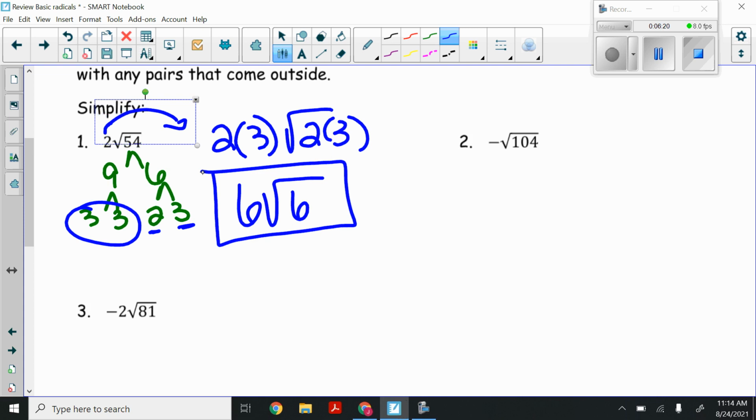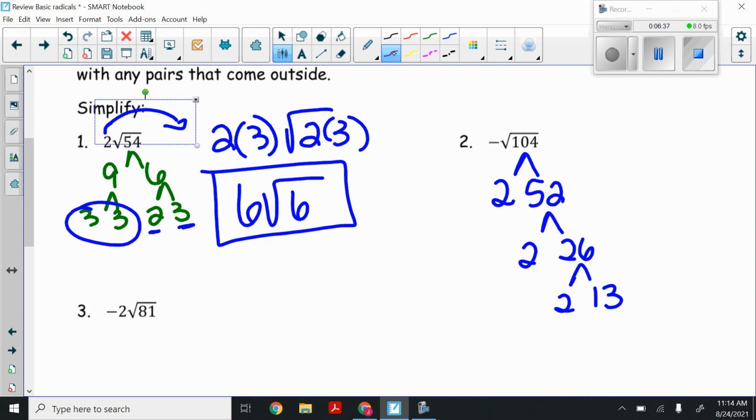Number 2, negative the square root of 104. So let's break this down. Again, it's an even number, so I know 2 goes in there 52 times. 52, I can break that down to 2 and 26. 26, I can break down to 2 and 13. I have a pair of 2's here. This 2 and this 13 don't have any buddies, so they stay behind.